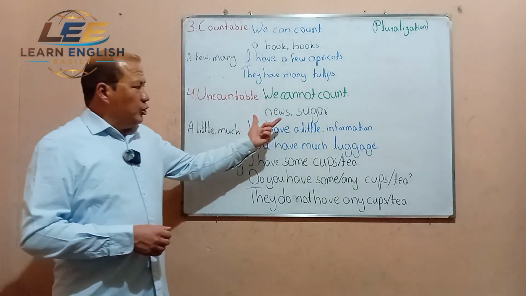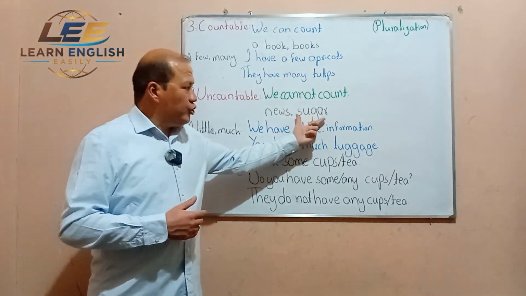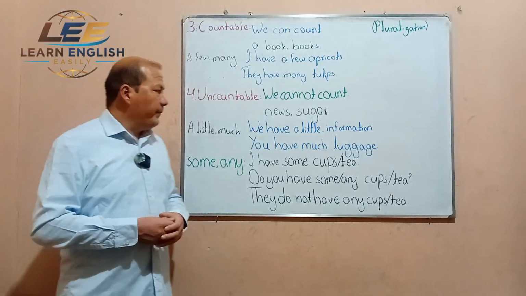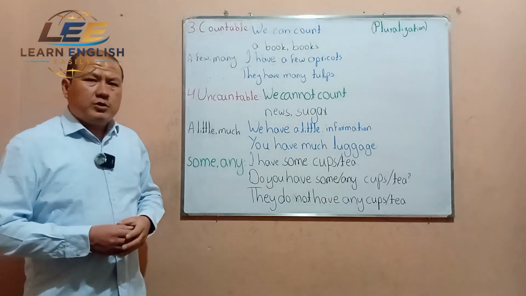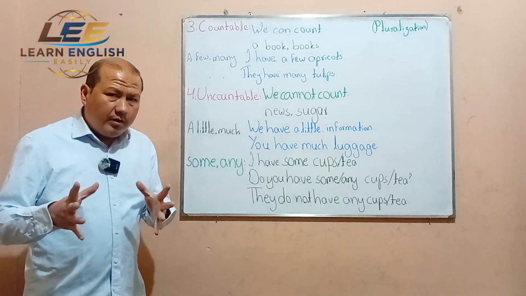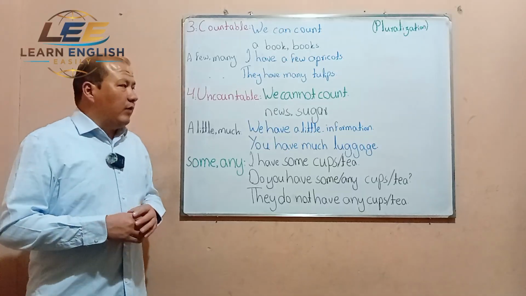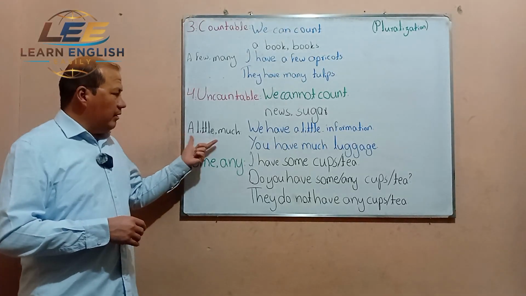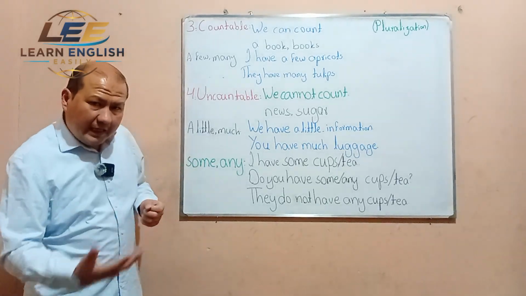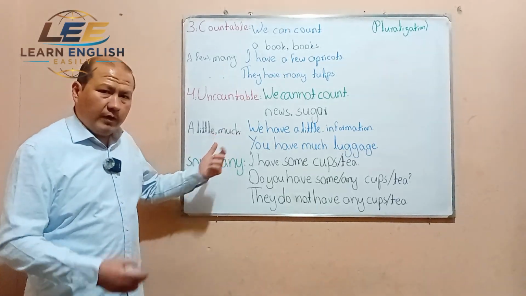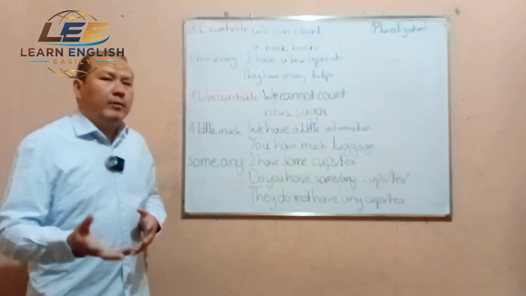Examples of that: news. News in English language is uncountable. Sugar is also uncountable. The same case as we wanted to talk about the number or the quantity, we had a few and many for countable. For uncountable, we have a little and much. A little is like a few when it is less, and much is like many when it is a lot. But they are used with uncountable nouns.